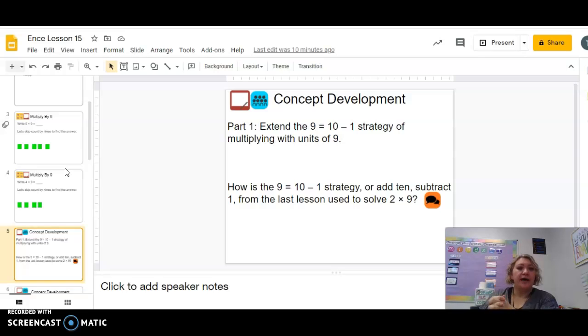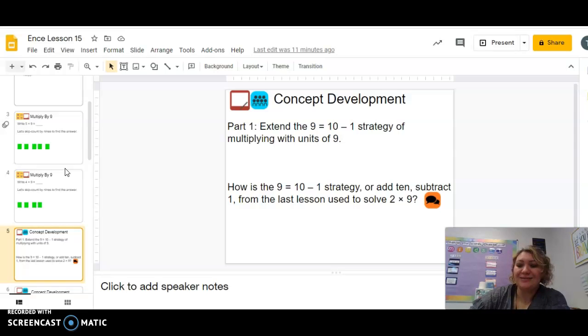How is the 9 is equal to 10 minus 1 strategy, or add 10, subtract 1, from the last lesson used to solve 2 times 9? Okay, well, let's write down 2 times 9. What does 2 times 10 equal? It equals 20. But we aren't, add 10, subtract 1.